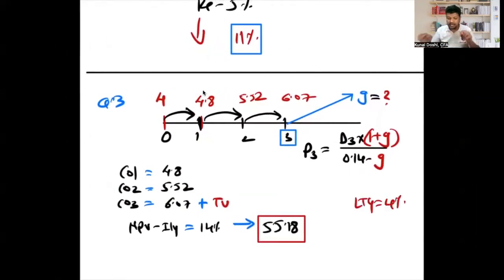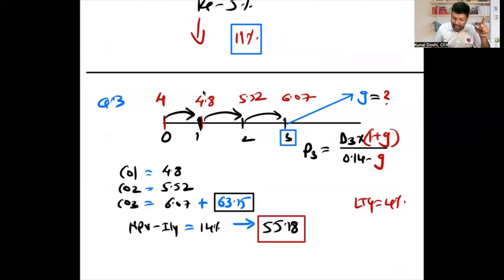If it is 4%, I have D3 in my calculator: 6.07 into 1.04 divided by 14 minus 4, which is 10%, so that is 0.1. I get 63.15. I store 4. This is going to be store 4. 63.15 is rounded off, but I don't worry about rounding off because I am using the store function.